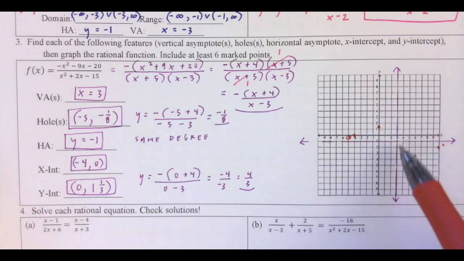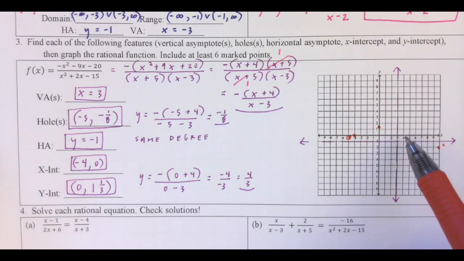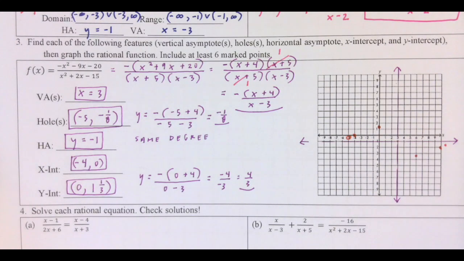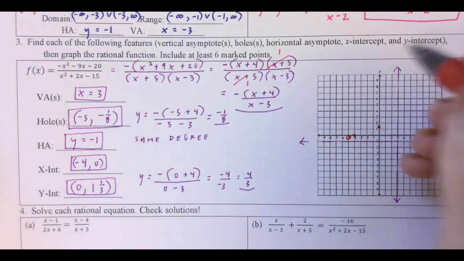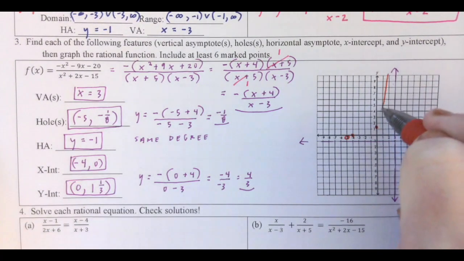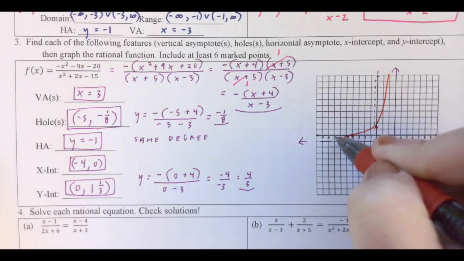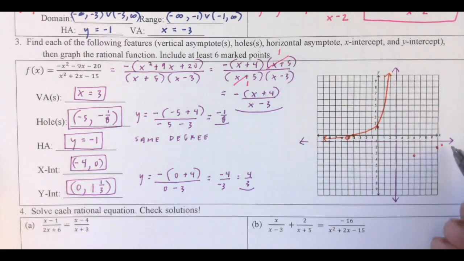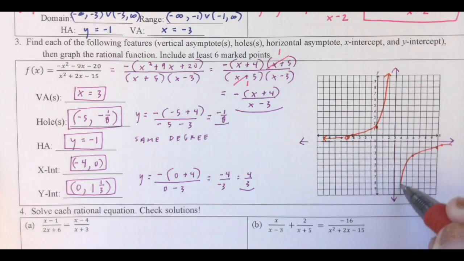If we ever needed more points, we know what to do. If I look at this asymptote right here, I'd pick a point maybe to the left or to the right of it, and that would give me another input for x to find the output for y, and just one more point to smooth out my curve. This is enough. This is plenty, right? So here is my first branch, and then here is my second one, like so.